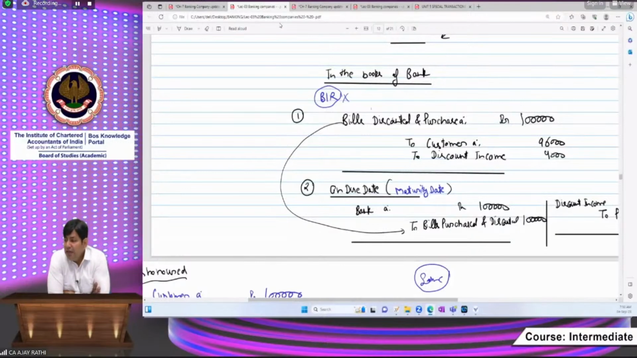But first, revise the concept. So beta, in case of bank, how the accounting is done at the date when bill is being purchased by bank? Another name in the books of drawer, it was termed as bill discounted, because Mr. Drawer was discounting the bill. He was paying the interest and getting the amount net of the interest. Okay, beta, that name was given in the books of drawer as a discount. But here in the books of bank, how the entry was being done?